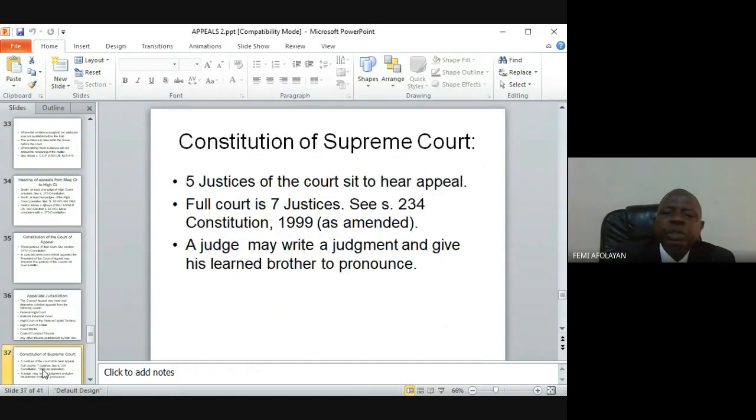Constitution of Supreme Court. 5 justices of the court sit to hear appeals. The full court of the Supreme Court is 7 justices. See section 234 of the Constitution. A judge may write a judgment and give his learned brother to pronounce.